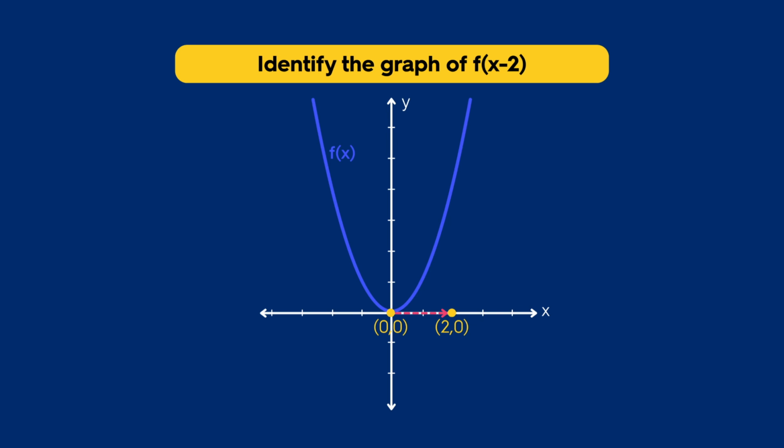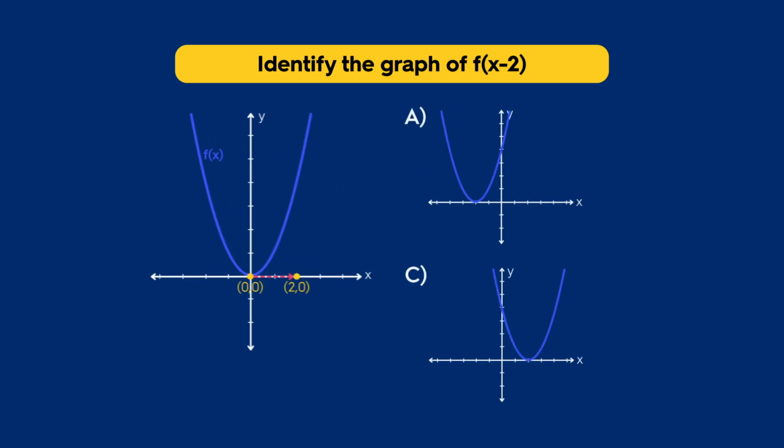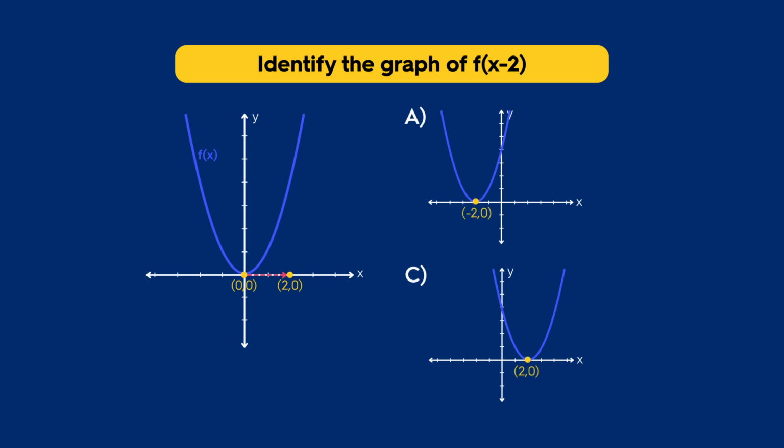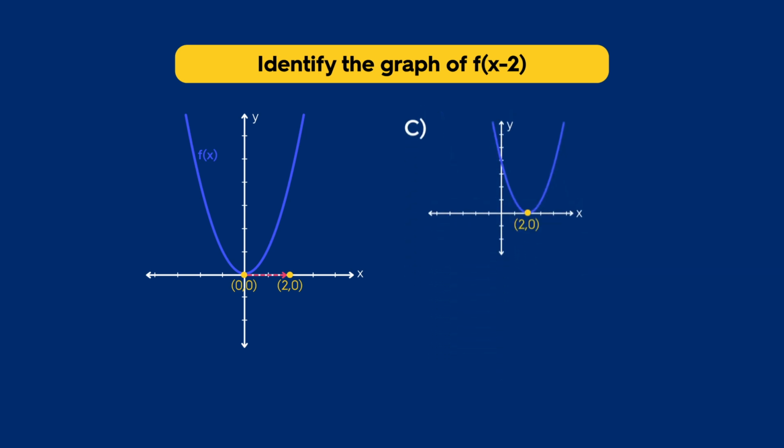Check one key point. (0, 0) moves to (2, 0). That means the correct choice is the graph whose vertex is at (2, 0).